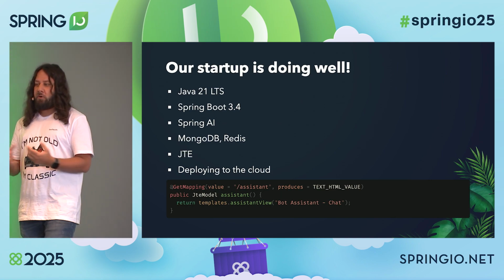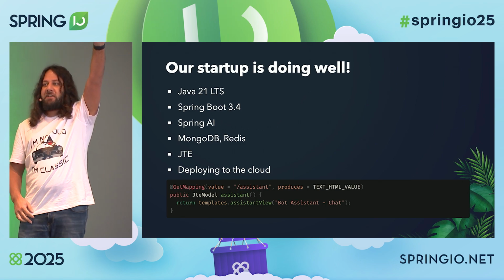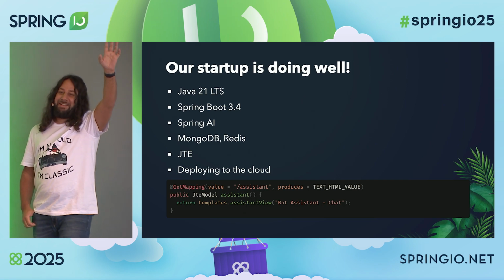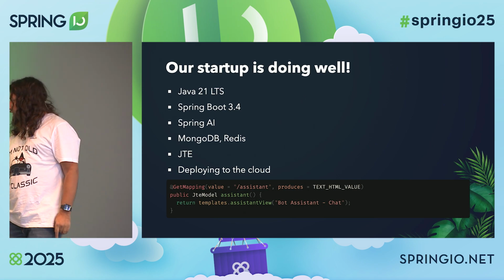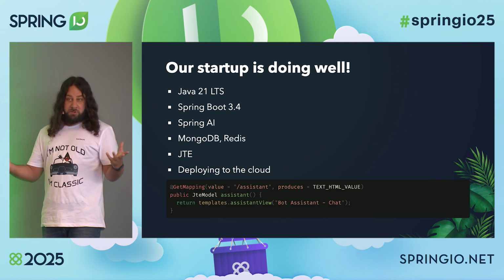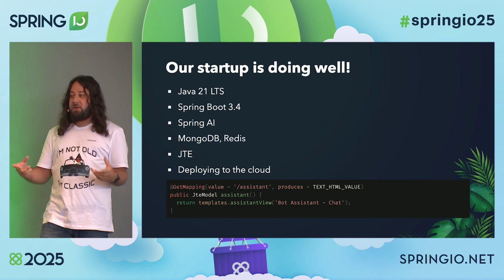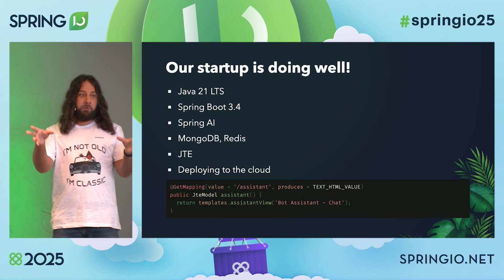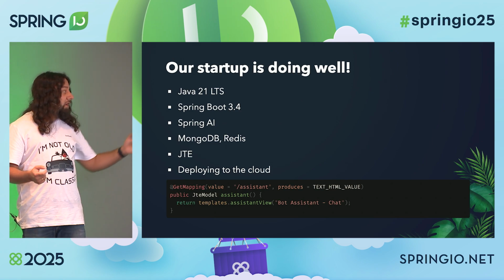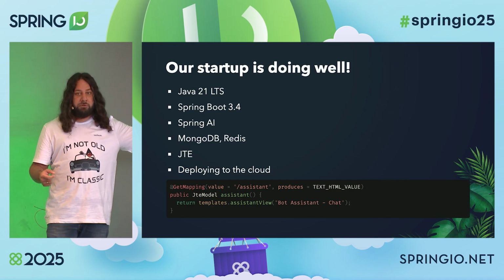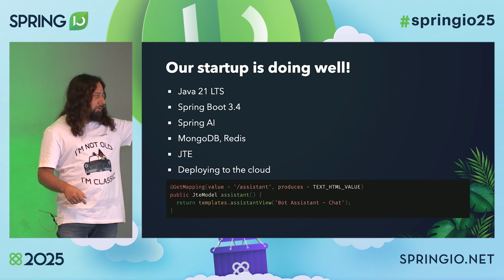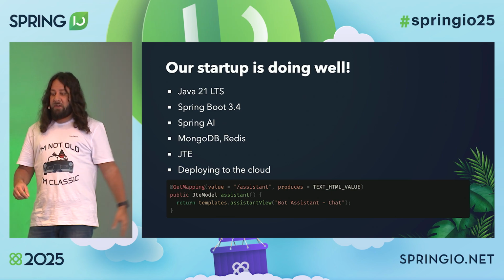Spring Boot 3.4, Spring IO, who uses Spring IO here? Who knows that Spring just released 1.0? Nice. Did we try it already with our code? No, we didn't try it yet. Also, we use MongoDB, Redis, JT for view rendering, and obviously we deploy everything here in the cloud. We use static generator for JT. We do not have any dynamic reflection here. We use JT templates like this.